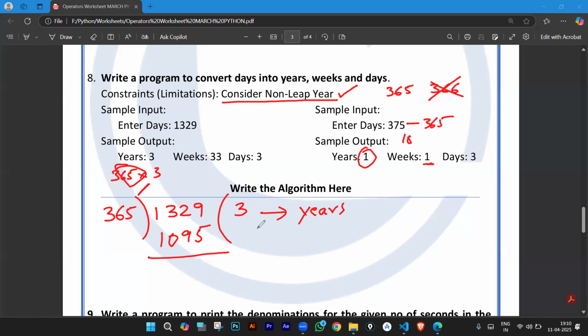So how can we get the remainder? Okay, we use modulus to get the remainder. So what is the remainder for this? We'll have 4 and we'll have 3 and we'll have 2, 234.